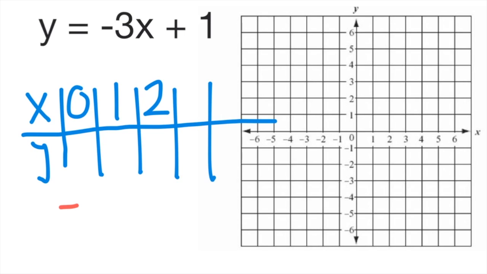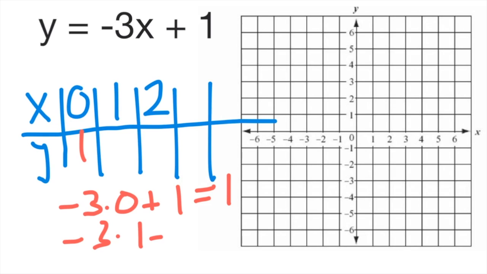When x is 0, y is equal to 1. Negative 3 times 1 plus 1 is equal to negative 2. And negative 3 times 2 plus 1 is equal to negative 5.